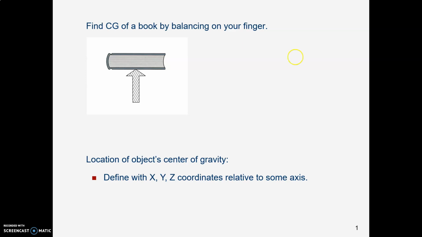So if you had a solid object like this book, its center of gravity would be where you might balance that book on your finger, and you could give its location in all three directions, across, up, and back and forth: X, Y, and Z.